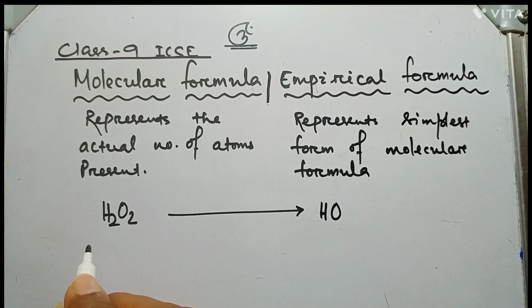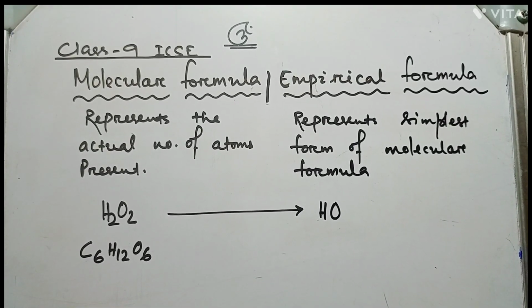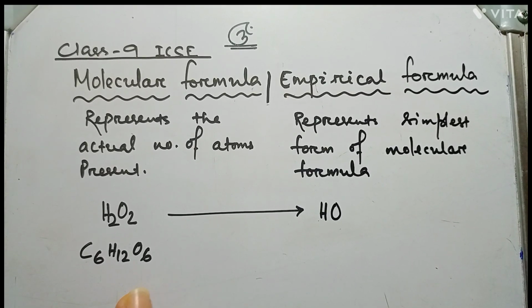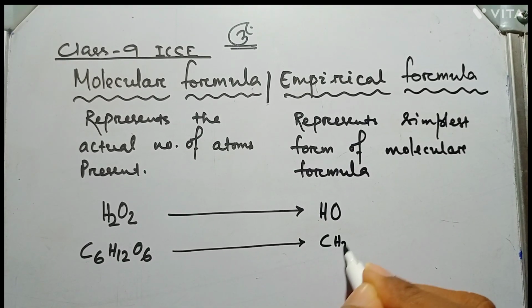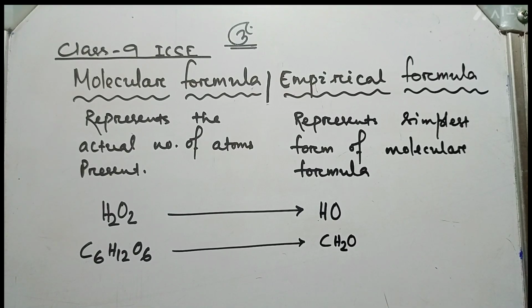Now let's take one more example, that is C6H12O6. Here the common number is 6. So we will divide 6 by 6, 12 by 6, again 6 by 6. Then the empirical formula will become CH2O.